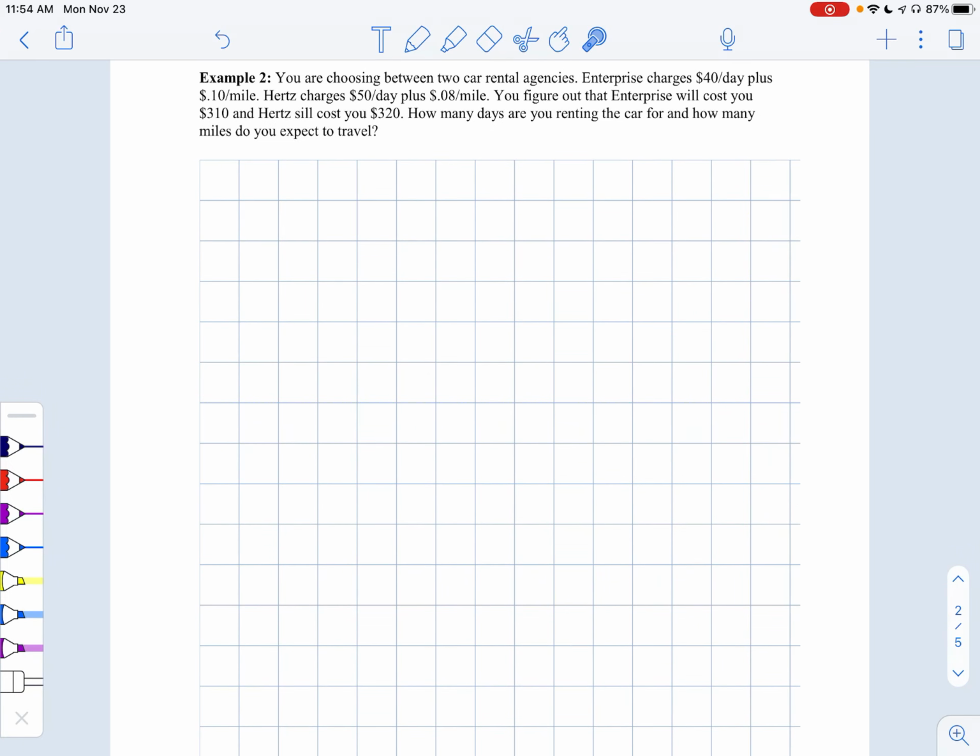Okay, so this time we're looking at renting a car. So again, I'm going to highlight as I go. So you're choosing between 2 car rental agencies: Enterprise, which charges $40 a day plus 10 cents a mile; Hertz, which charges $50 a day plus 8 cents a mile. You figure out that Enterprise will cost you $310 and Hertz will cost you $320. All right, so then our question is how many days are you renting the car for, and for how many miles do you expect to travel?